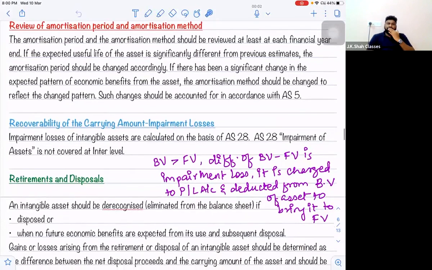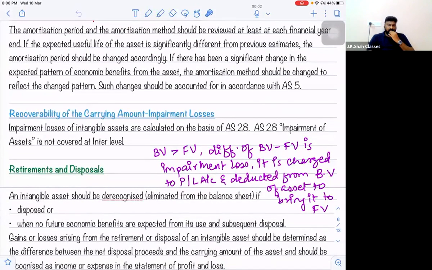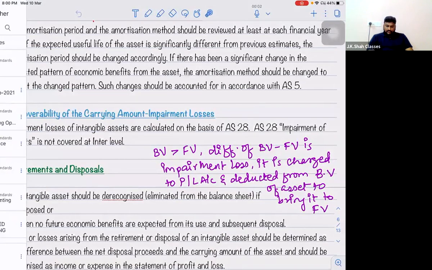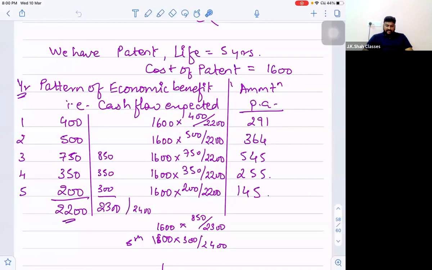Yes, Shweta. Sir, don't we need to change the total for the fourth year as 2,300? Fourth year, if it becomes 300, then we have to make it 2,400. But if it remains at 200 only, then 2,300 only is the total.